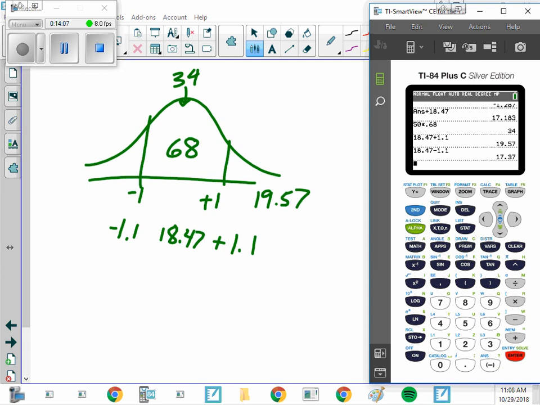of 17.37. Now let's count them up. How many are there between this and this? And I put them in order for you to make it a little bit easier. So I'm counting 1, 2, 3, up through 36.